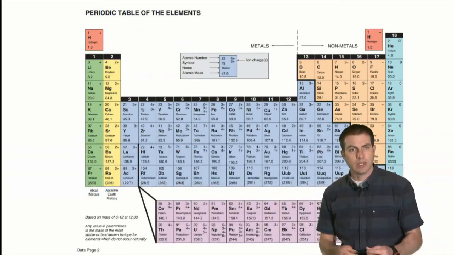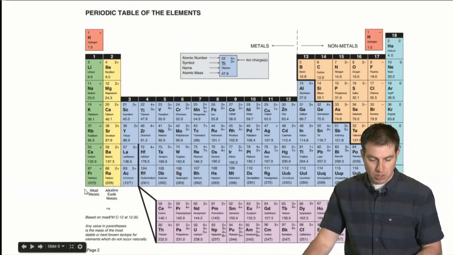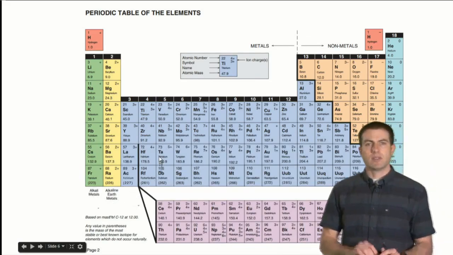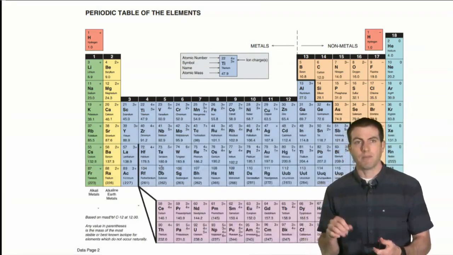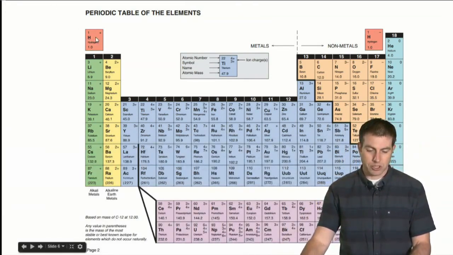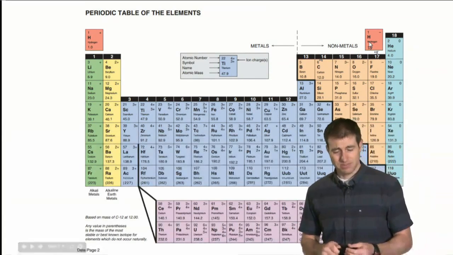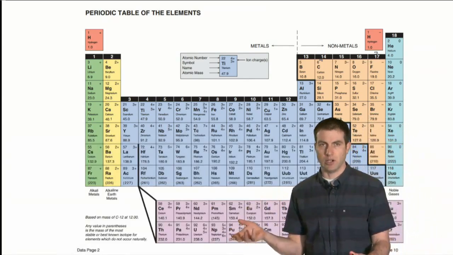So here you go. Here is your periodic table right out of your data booklet. You can see down at the bottom, the first group is called the alkali metals, and we have the alkaline earth metals. Now, one slightly confusing thing about this periodic table is that hydrogen, element number 1, this red guy up here at the top, appears on both ends of the periodic table. Well, that's confusing. Well, it is and it isn't. Sometimes hydrogen behaves like a metal. Sometimes it behaves like a non-metal.